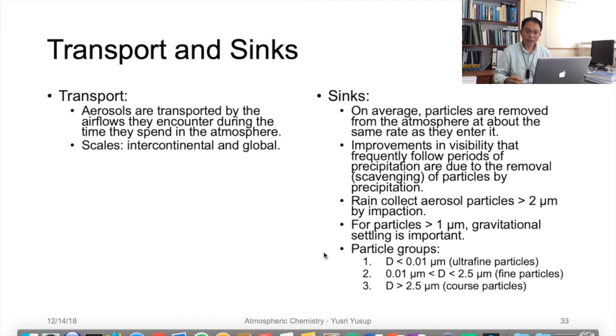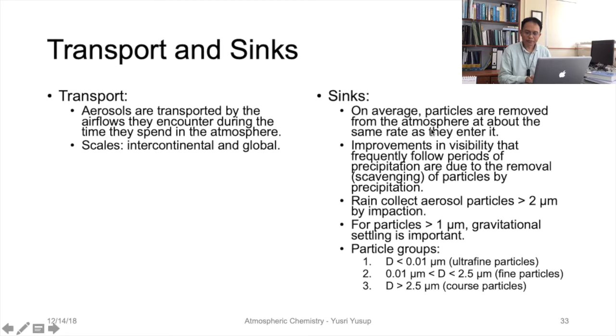And there are also sinks of tropospheric aerosols. On average, the particles are removed from the atmosphere at about the same rate as they enter it. That means as they go into the atmosphere, they are also removed from the atmosphere at the same rate, which means that they don't accumulate in the atmosphere.